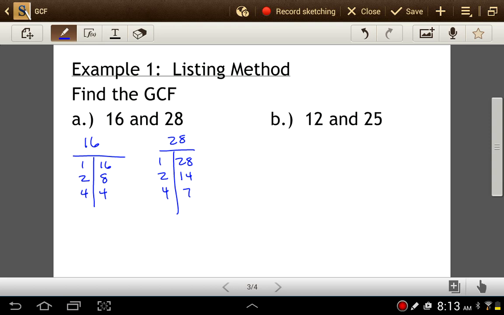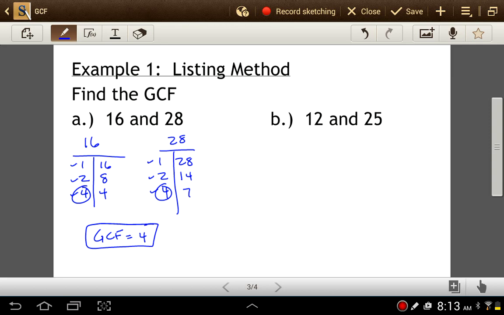Now I'm going to look to see what the greatest common factor is. So I'm going to look to see what their common factors are. The factors they have in common are 1, 2, 4, and that's it. Those are the three common factors that they have. What's the greatest common factor? Well, 4 is the greatest number that they have in common. So the greatest common factor of 16 and 28 would be 4. That's the greatest number that they have in common.